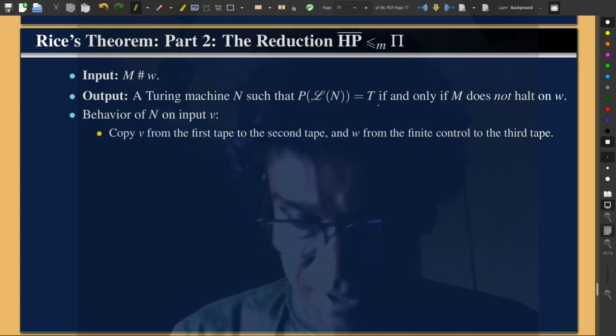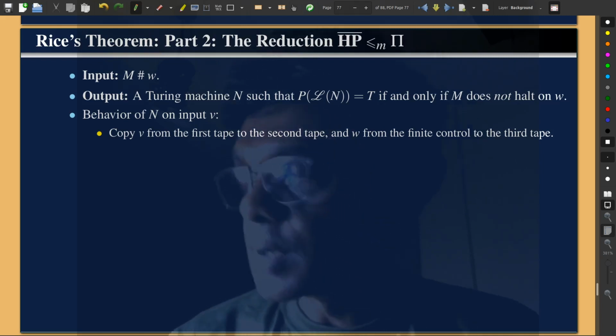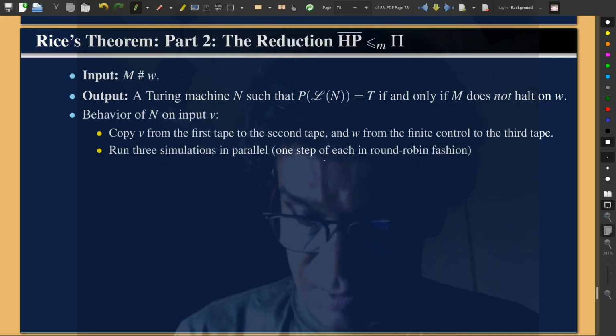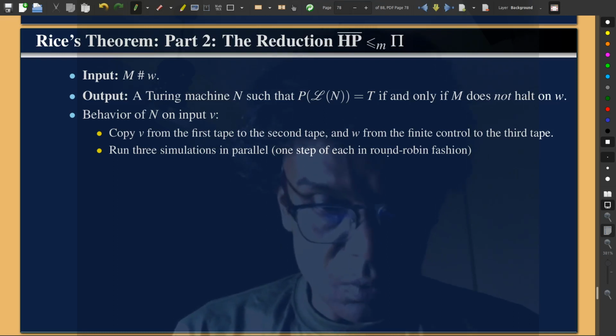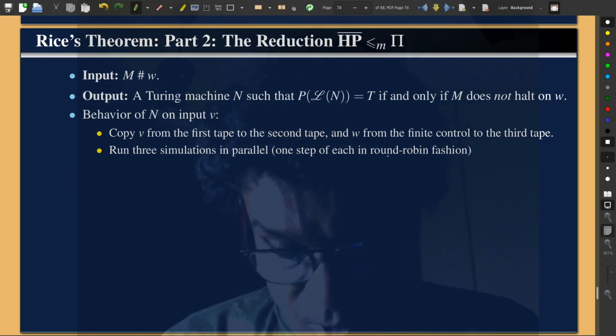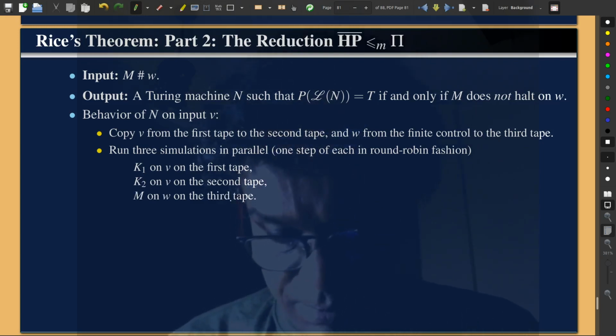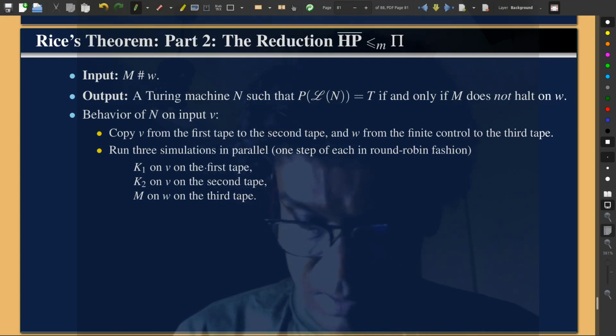So copy V from the first step, and W from the finite control. You need two simulations on V and one simulation on W, so you may copy V to 2 tapes and W to 1 tape and run 3 simulations in parallel, one step of each in round robin fashion: M, K1, K2, M, K1, K2, M, K1, K2. That way every machine gets the chance to accept or reject by halting eventually, if it does so. Then go back, one step of this, one step of this, then one step of this.